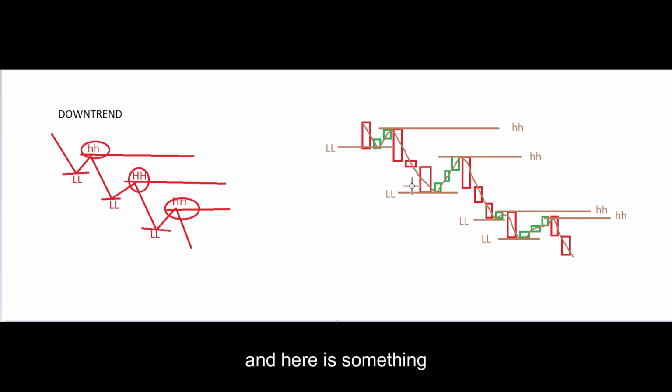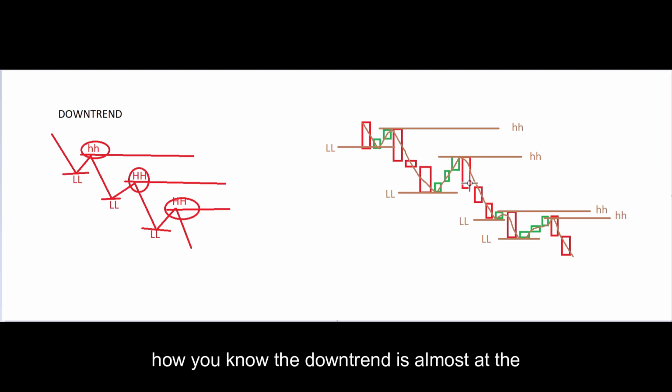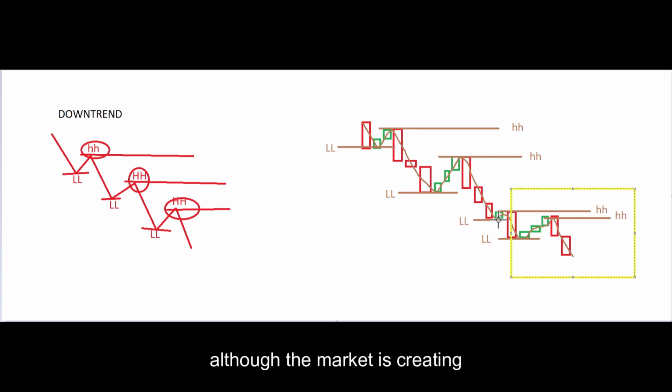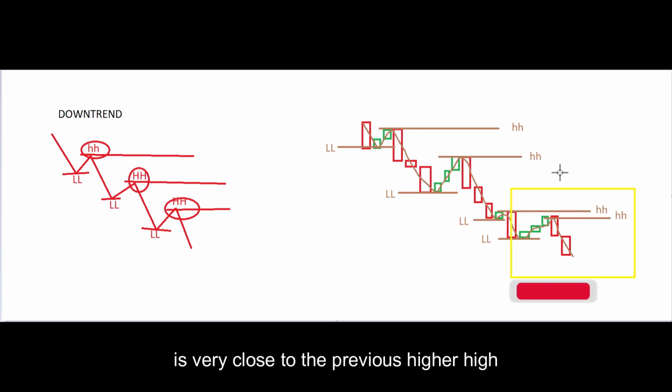And in this pattern I have drawn something very interesting. If you can detect it, do let me know how you know that a downtrend is almost at the end or that the downtrend is getting weak. Let me help you. If you carefully look at this section, you will see, although the market is creating new lower lows, the last higher high is very close to the previous higher high.